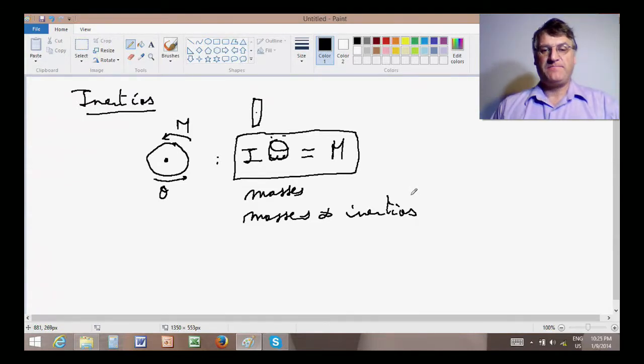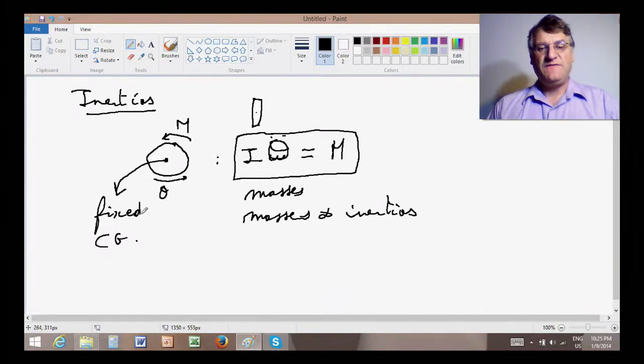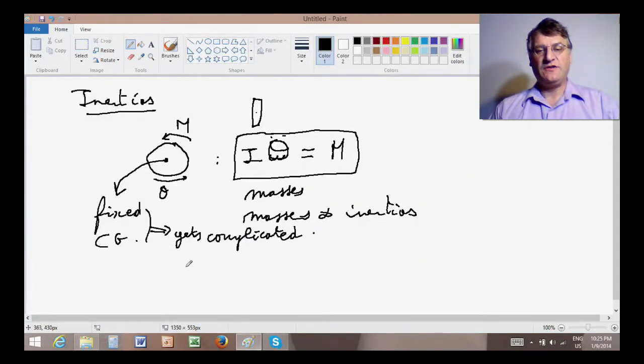Now, I must point out that this equation is true if this is a fixed point or if this is the center of gravity. If it is none of the above, then it gets complicated. I invite you to look up your course on dynamics in order to have the proper expression when the rotation point is neither fixed nor the center of gravity.